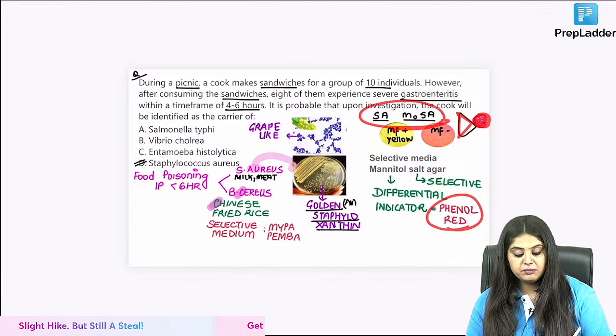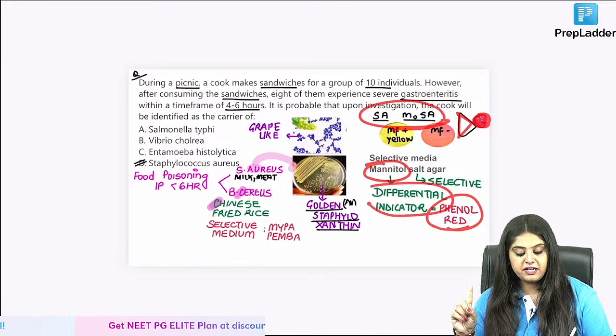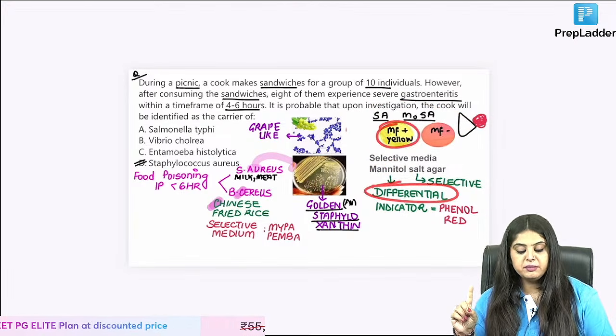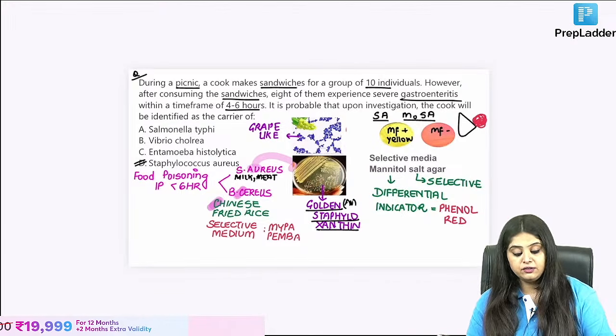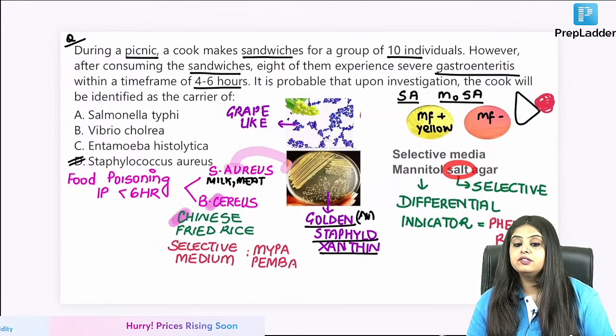Perfect. Now this means that mannitol salt agar, number one, is a differential media. Differential because it tells me a difference. It is an indicator media because it has a phenol red indicator. It is also a selective media. Why? Because it has salt.